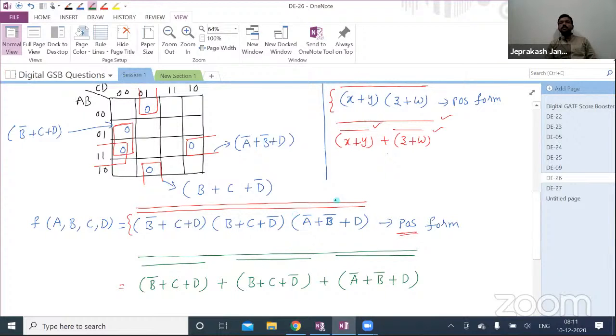You apply 2 times complement. For the inner complement, use De Morgan's law. Since you have 3 terms, each term will get complemented: first term complement, second term complement, third term complement. Since you have logical AND, here you'll get logical OR. Now the question is, you are allowed to use only 2 input NOR gates.